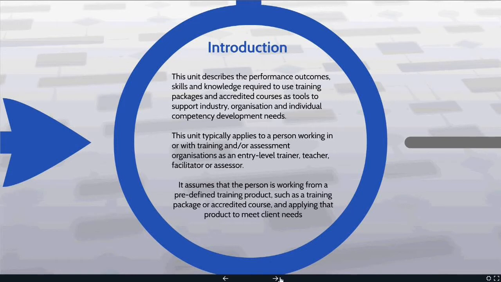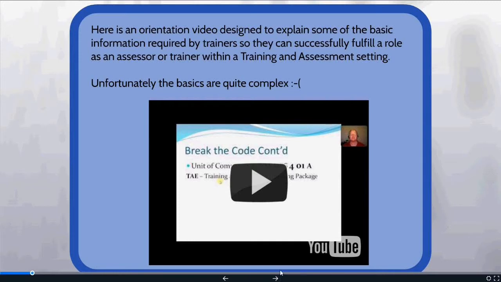The second paragraph says that this unit typically applies to a person working with a training and or assessment organisation. So they're saying that you tend to work for someone like us, a training company, as a teacher or as a trainer. We're giving you all the support and infrastructure. You're out there teaching, doing what you need to do for your job. But you're not an RTO owner, you're someone working within that structure. And it assumes that the person is working from a predefined training package or accredited course, and applying that product to meet clients' needs.